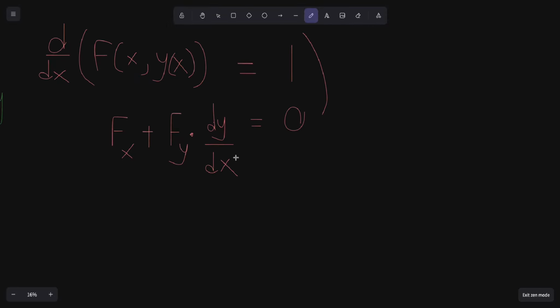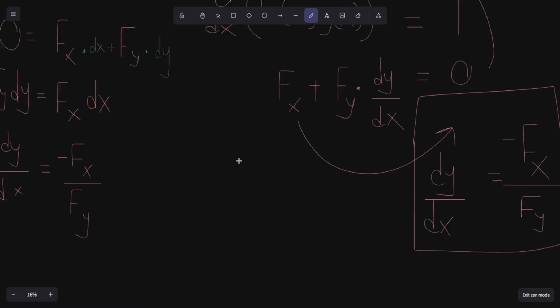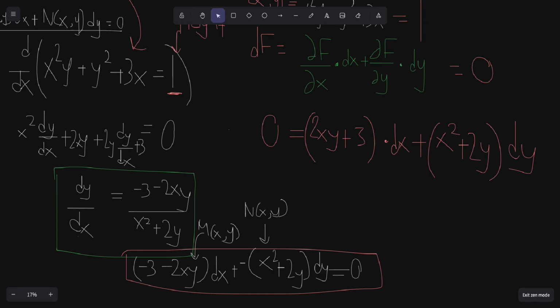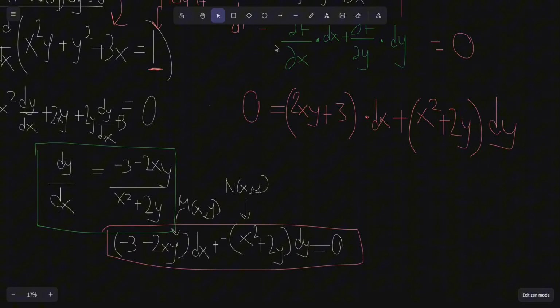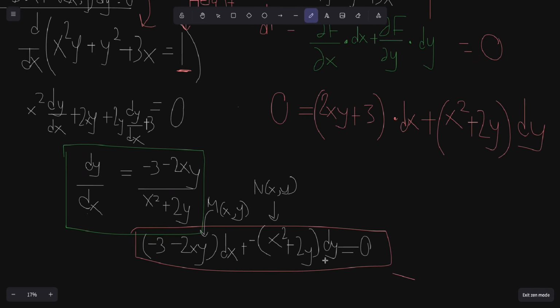And so once again, if I want to isolate dy over dx, I move this to the other side, so I get negative the partial with respect to x divided by f subscript y, the partial with respect to y, and that's equal to dy over dx. And you can see that both ways, either way that I view this, I get the same answer. So now that we get how the total differential and essentially the chain rule are equal to each other and give us the same answer, let's try to work backwards now.